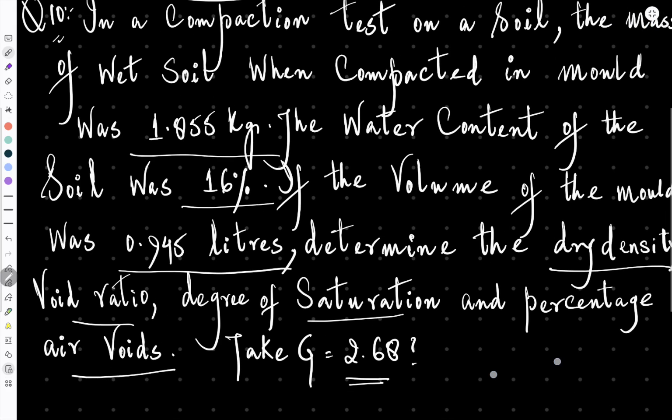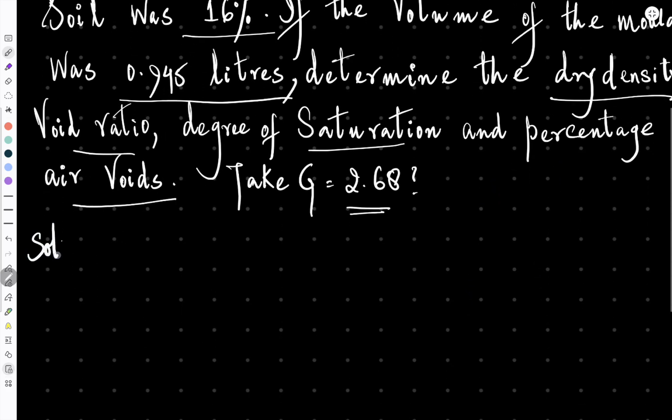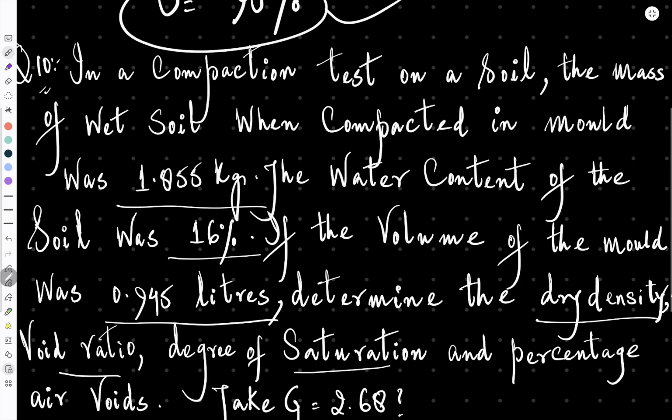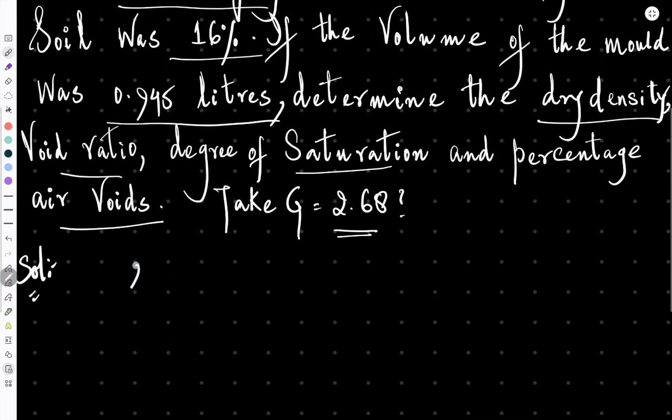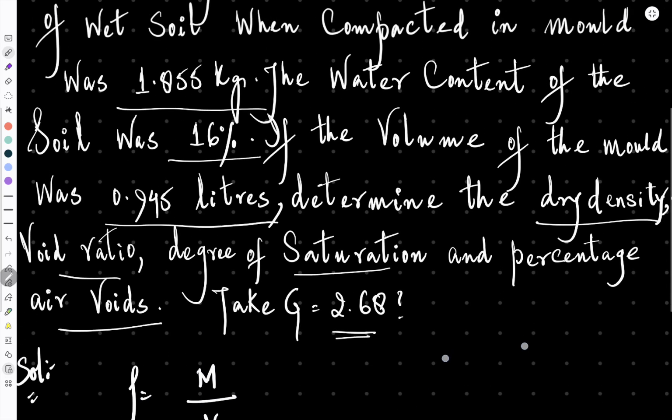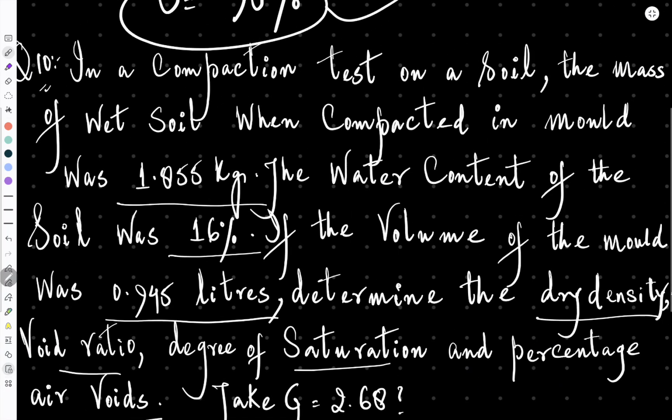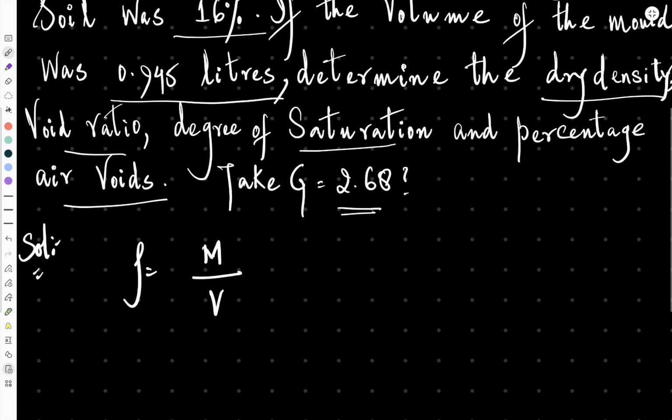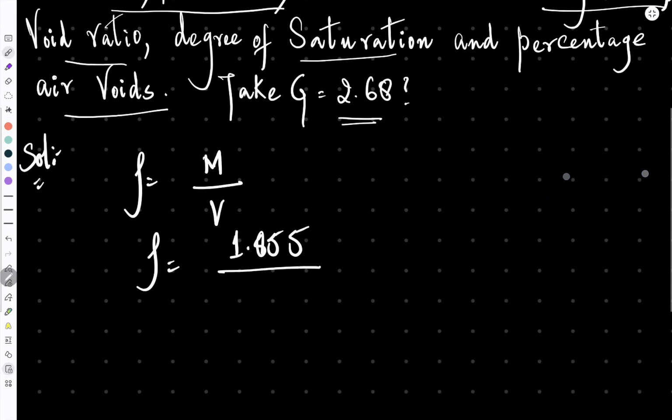So let's solve this. We have been given certain data that in a compaction test on a soil, the mass of wet soil when compacted in the mold is this, the water content is this, volume is this. We'll be solving this question one by one. Bulk unit weight is mass per unit volume. All right, how much is the mass? 1.855 kgs. How much is the volume? 0.945 liters.